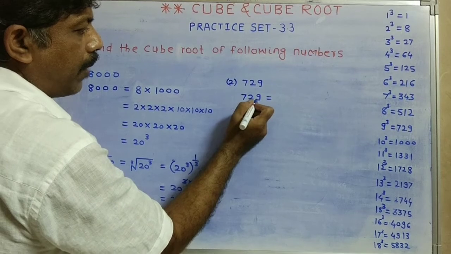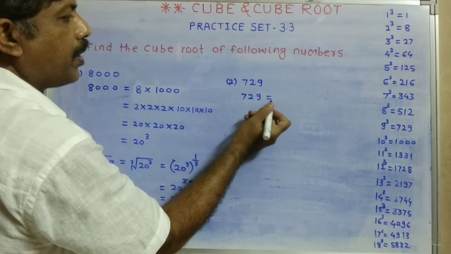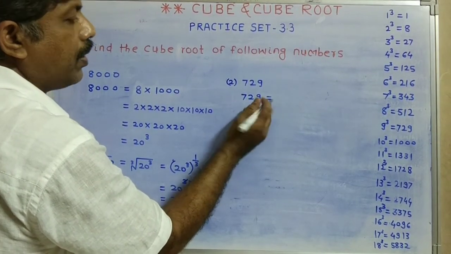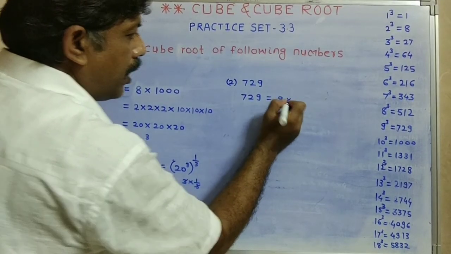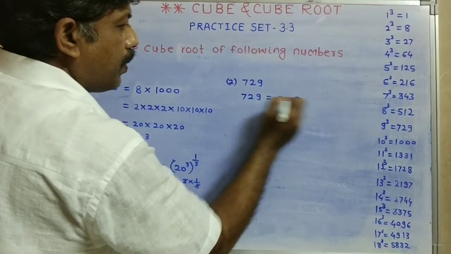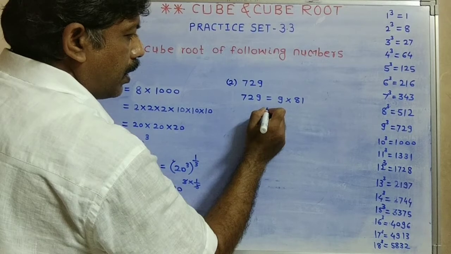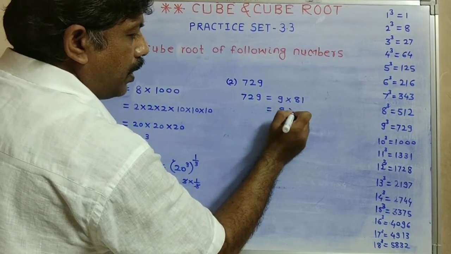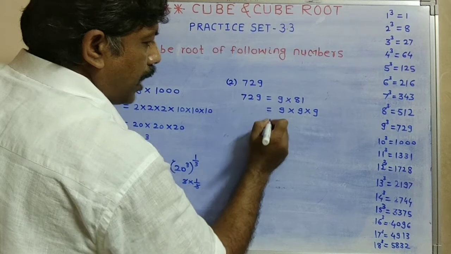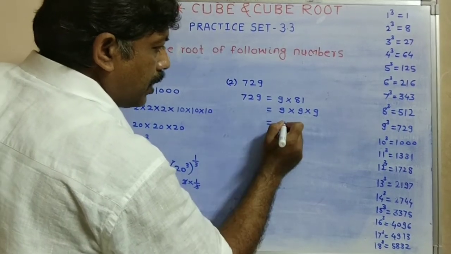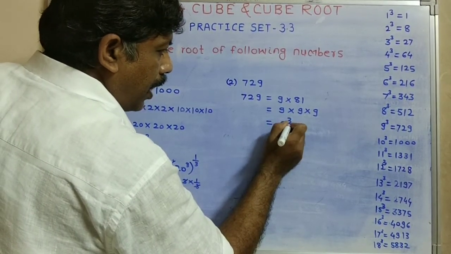729 can be divided by 3 or it can be divided by 9. I will just take a greater number. Therefore 9 multiplied by 9: 9 8s are 72, 9 1s are 9. It will be equal to 9 into 81, which means 9 into 9 into 9. It means that 729 is nothing but 9 cube.